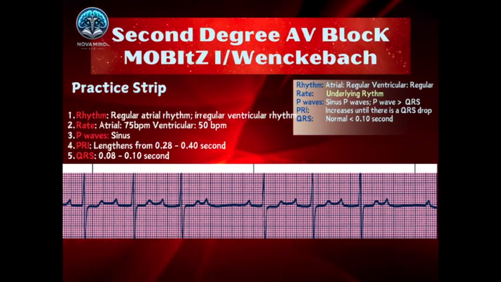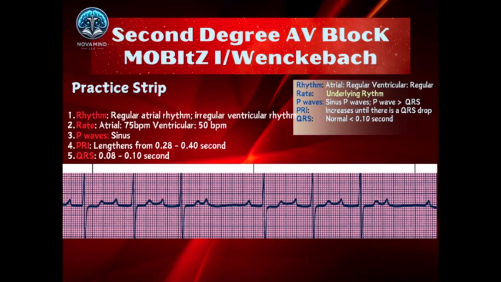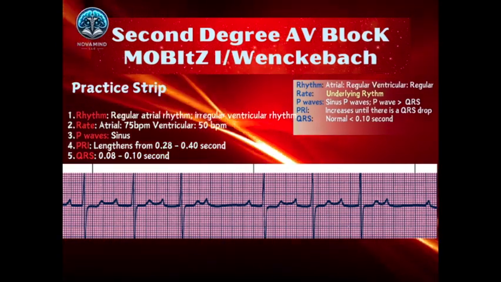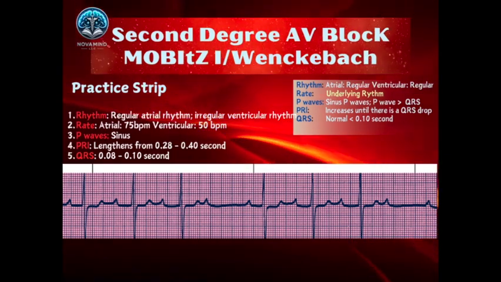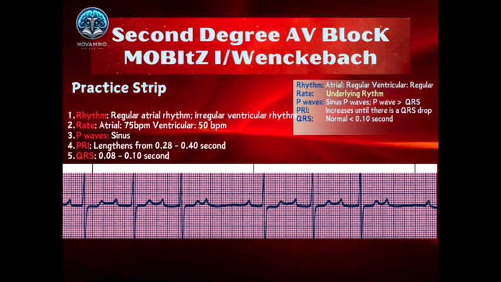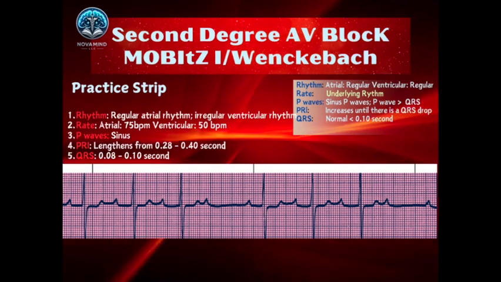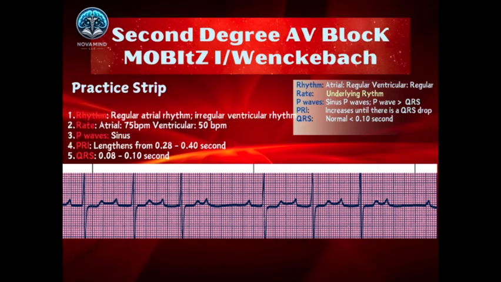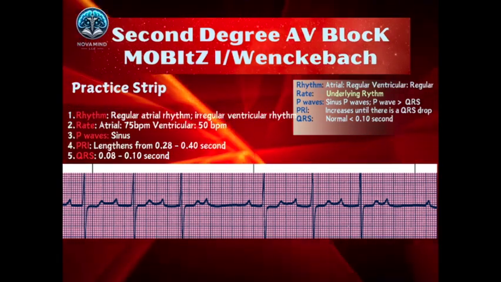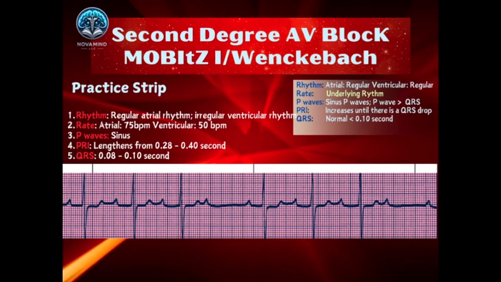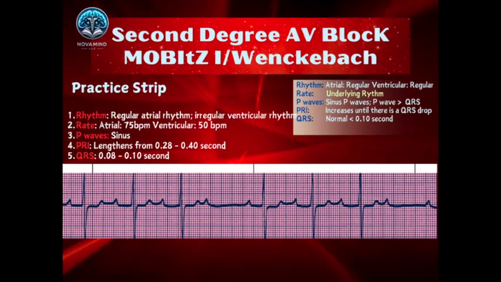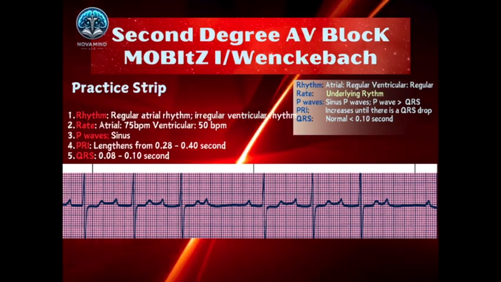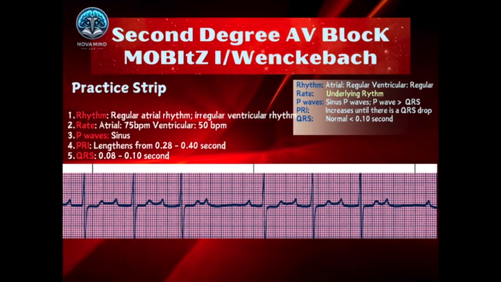The P waves here are sinus in origin, regular, and consistently present. Not every P wave is associated with a following QRS complex due to the block. The PR interval is a critical measurement here. We can see that it lengthens progressively, ranging from 0.28 to 0.40 seconds. This gradual lengthening is followed by a dropped QRS complex, which is typical of a second-degree heart block, specifically Mobitz I, Wenckebach, where the PR interval increases until a beat is skipped.